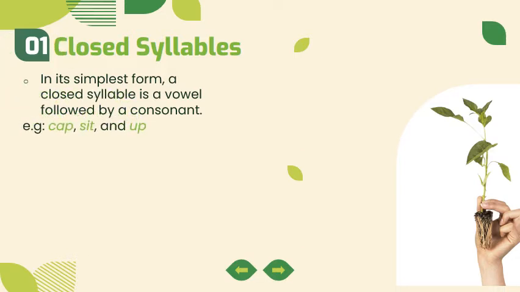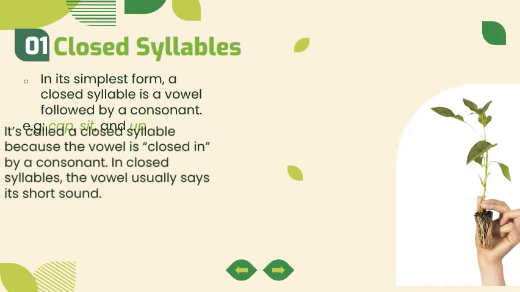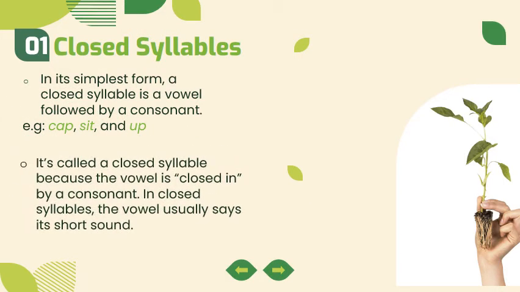Example: cap, sit, and up. Cap, sit, up. I have a vowel letter followed by a consonant. So the consonant closes the vowel letter, which closes the syllable. It's called a closed syllable because the vowel is closed in by a consonant letter. It's trapped, we can say. In closed syllables, the vowel usually says its short sound. Mostly in closed syllables, the vowel sounds are short.